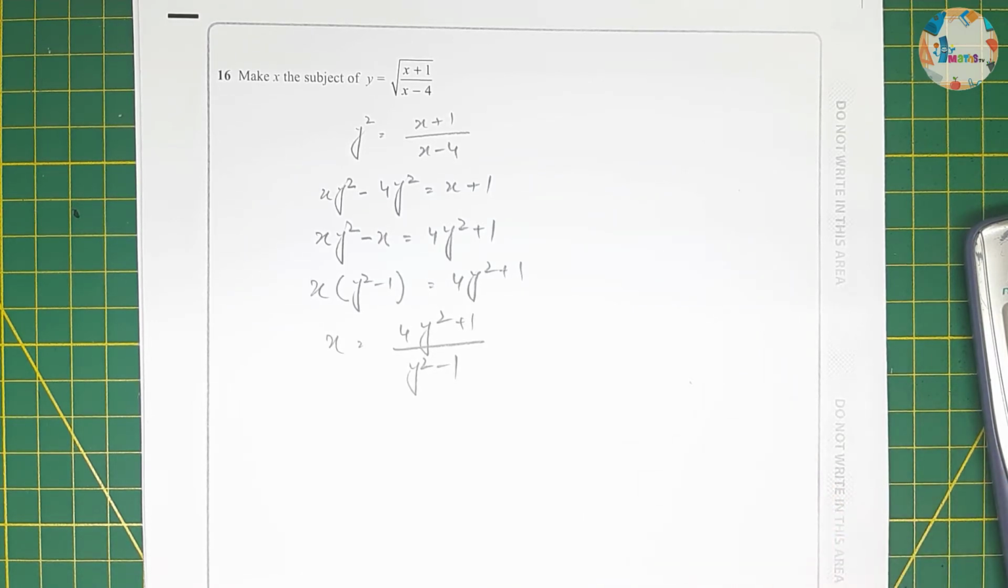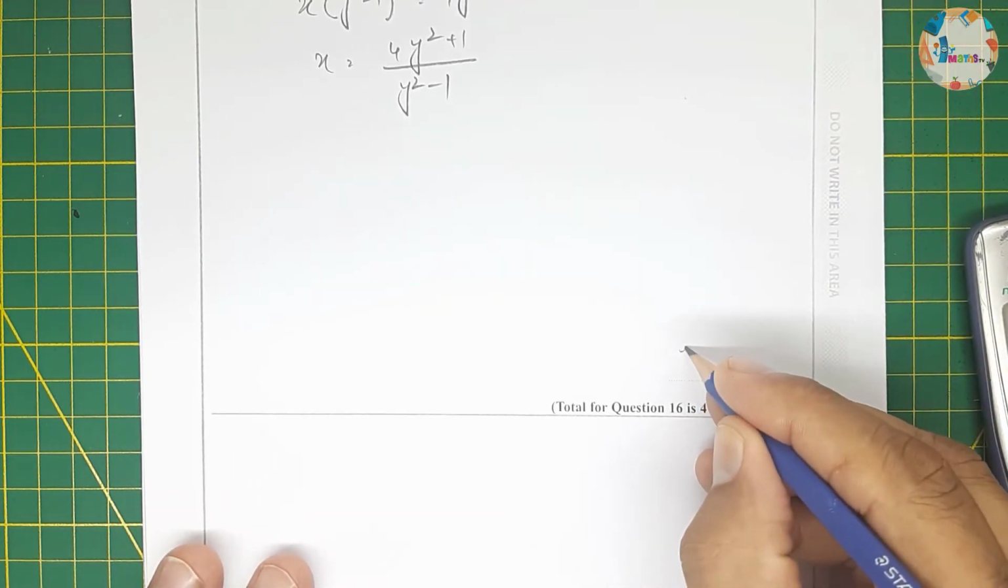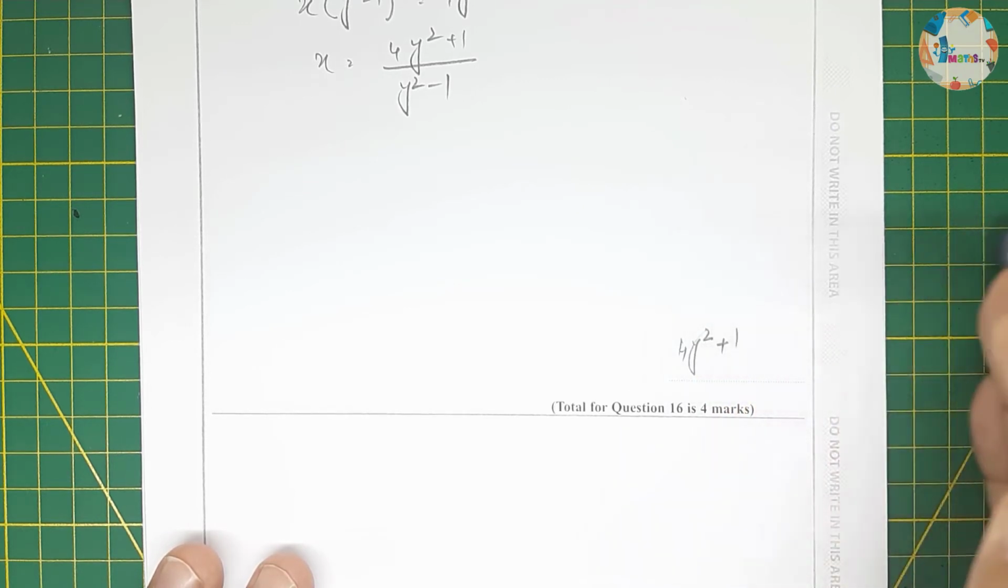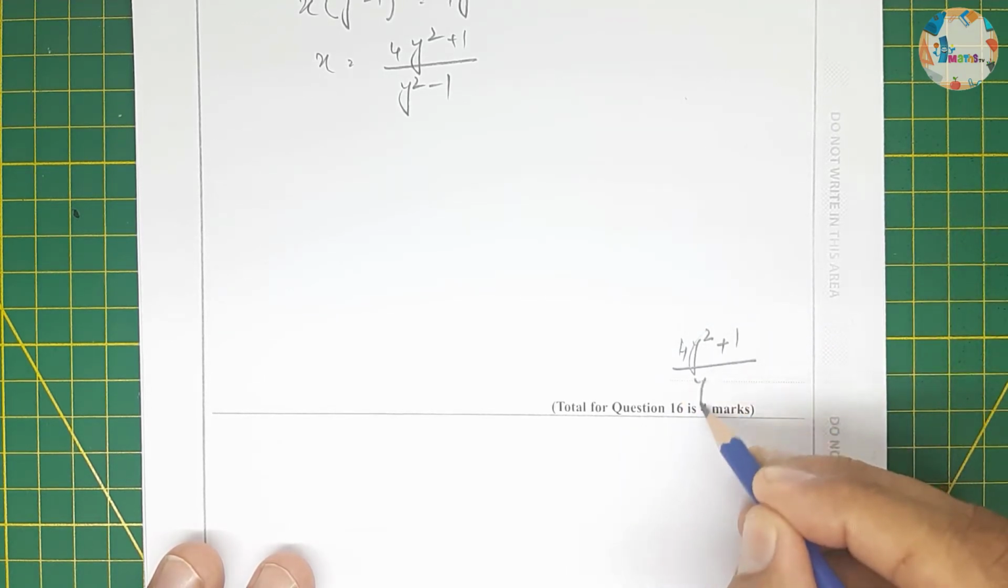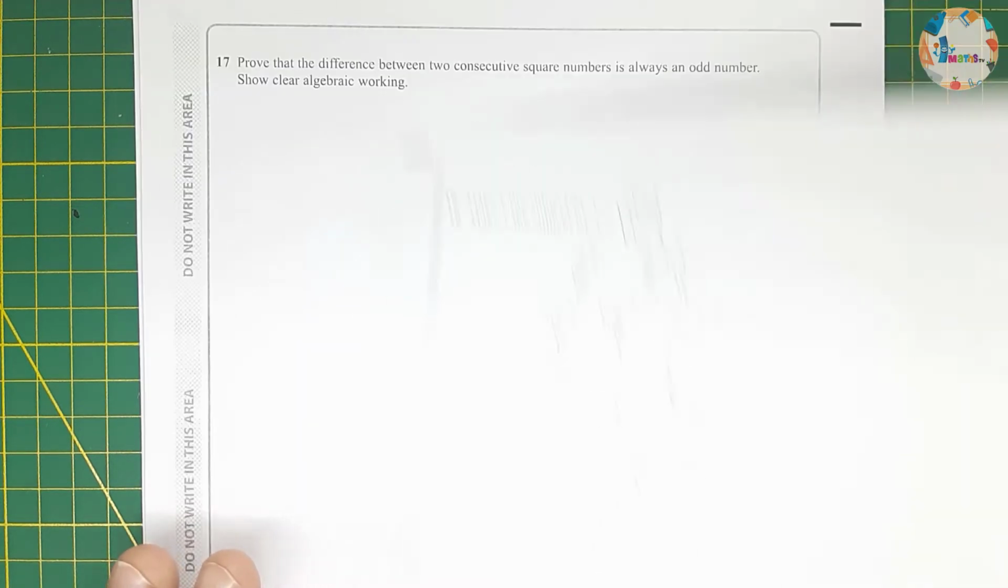Hopefully you understand this. So we will write answer over here, 4y squared plus 1 divided by y square minus 1. This will be our answer.